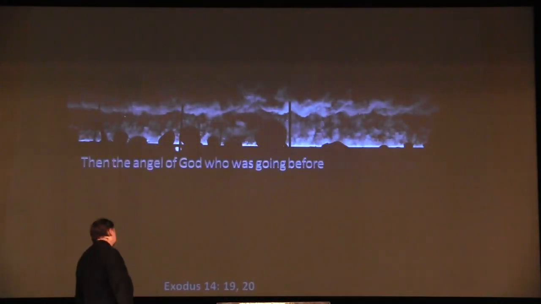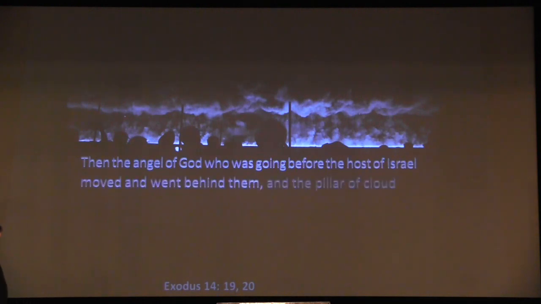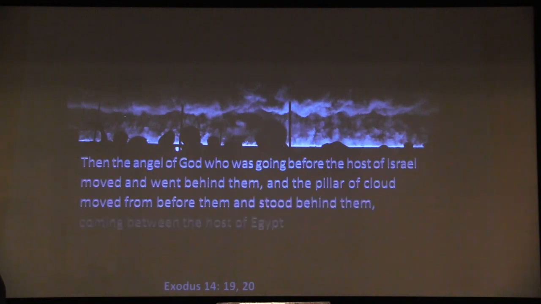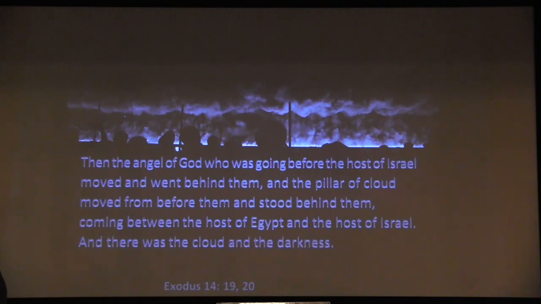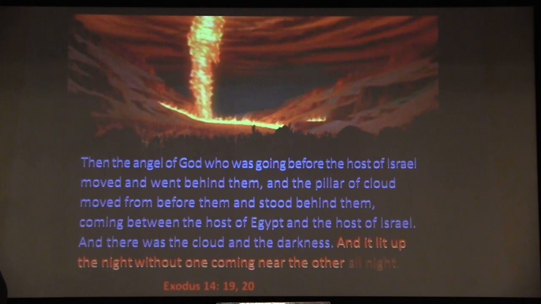Then the angel of God, who was going before the hosts of Israel, moved and went behind them. And the pillar of cloud moved from before them and stood behind them, coming between the host of Egypt and the host of Israel. And there was a cloud and the darkness, and it lit up the night without one coming near the other all night.